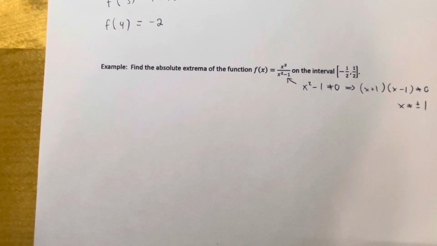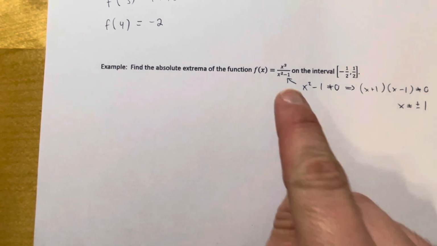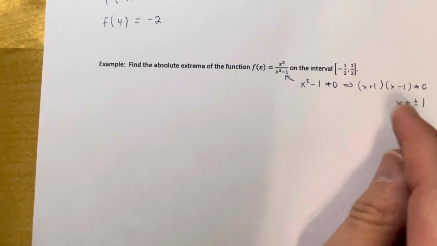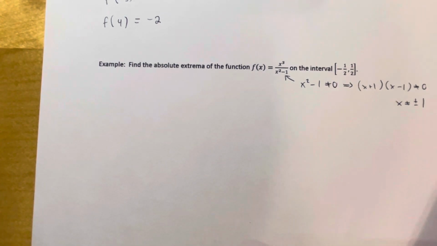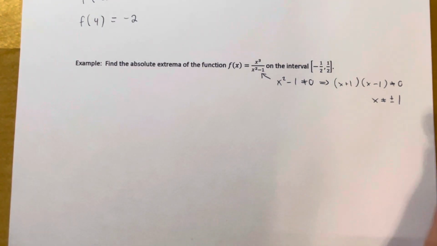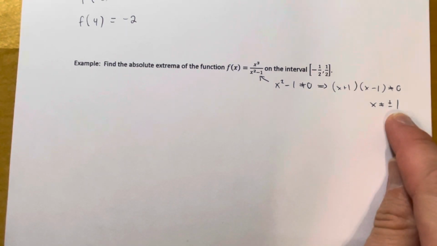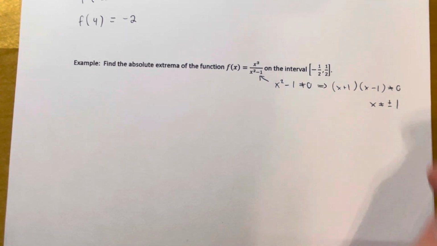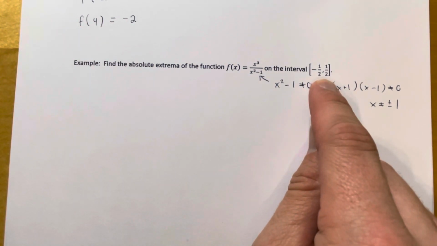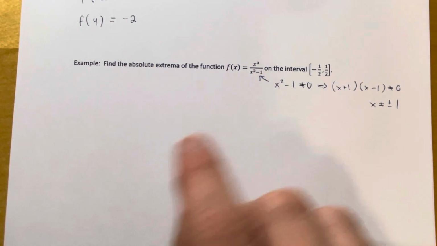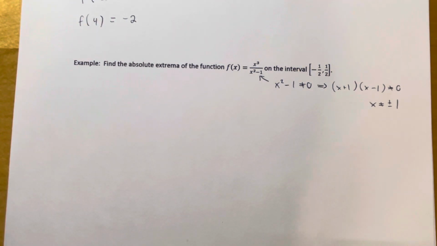But we are safe. Even though this function is not continuous at those values, we're looking at an interval that does not contain either of those numbers. The interval from negative 1/2 to 1/2 is small, and it doesn't capture negative 1 or positive 1. So this function is continuous on this interval, even though it's not continuous at other points in its domain. So we are good to go ahead and move on with the closed interval method.